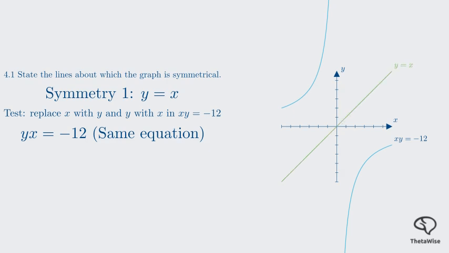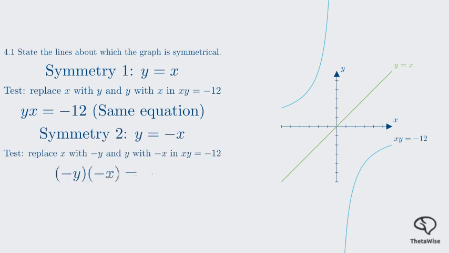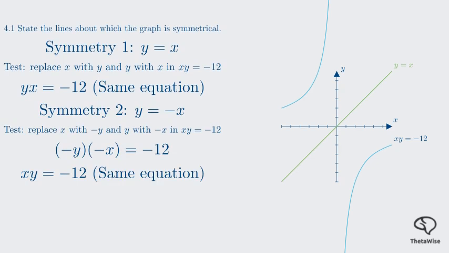The second line of symmetry is the line y equals negative x. This line acts as a mirror that transforms one branch of the hyperbola into the other. Let's test this algebraically. We replace x with negative y and y with negative x. This gives us negative y times negative x equals negative 12. Negative y times negative x is positive xy, so we have xy equals negative 12. Again, the equation is unchanged. So our second line of symmetry is y equals negative x.